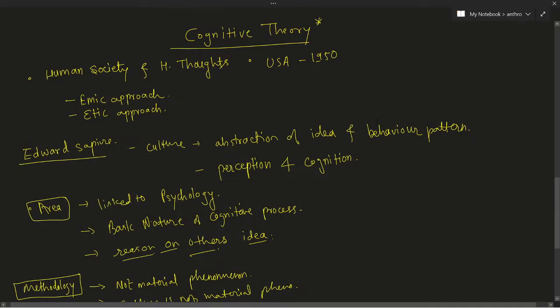Hello and welcome. In this video, we are going to talk about cognitive theory. We are doing paper 1, chapter 6, anthropological theories. We have completed nearly all of the theories, and this will be the third last theory.